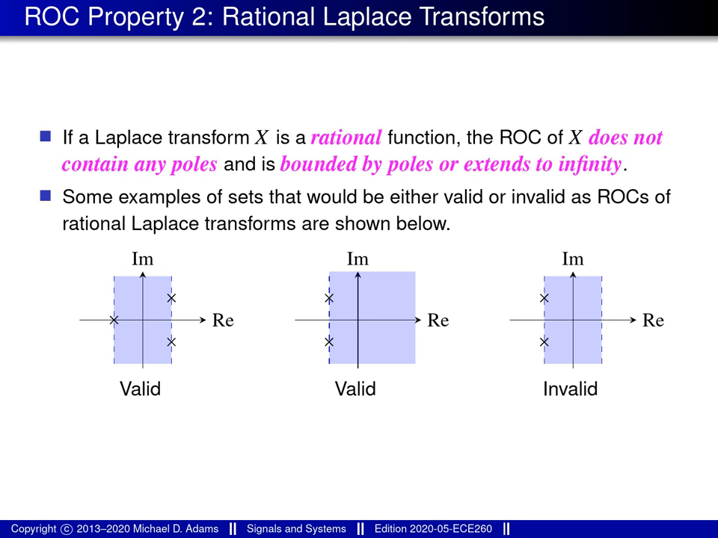At the bottom of the slide are three figures, each showing a set in the complex plane. Let's consider if each of these sets would constitute a valid region of convergence for a Laplace transform that is a rational function. The set shown in each of the leftmost and middle figures constitutes a valid region of convergence. In the leftmost figure, the set is bounded by one pole on the left and bounded by two poles on the right. In the middle figure, the set is bounded by two poles on the left and extends rightward to infinity. The set shown in the rightmost figure, however, is not a valid region of convergence. This is due to the fact that the set is bounded on the right by a vertical line that contains no poles.